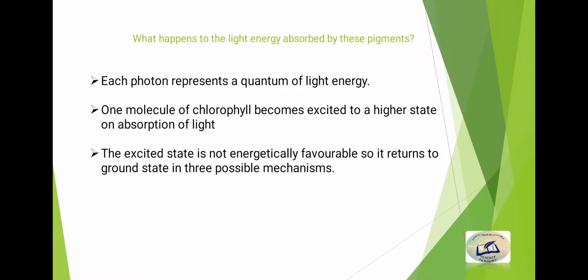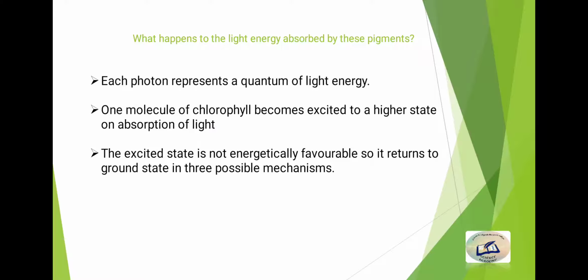Now what happens to the light energy absorbed by these pigments? Do you know the unit of light? We all know it's the photon. Each photon represents a quantum of light. When light is absorbed, one molecule of chlorophyll becomes excited to a higher state. We all know that in the higher or excited state, the molecule is energetically very unfavorable and not stable. So it has to return to its ground state, and this return is possible by three possible mechanisms.